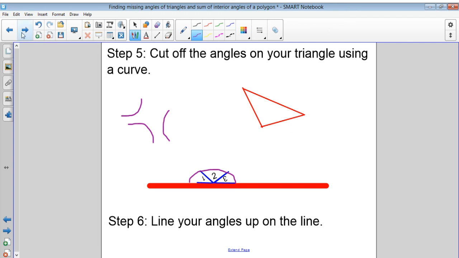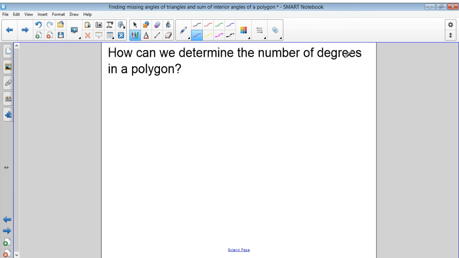Okay, next we're going to look at how we can use this knowledge, and make sure you've written in your notes, and that you know forever, that there are 180 degrees in a triangle. How can we use this knowledge of 180 degrees in a triangle to help us determine the number of degrees in any size polygon? What about a pentagon? What about an octagon? What about a dodecagon? How could we determine the number of degrees in any polygon is what we're going to look at next.